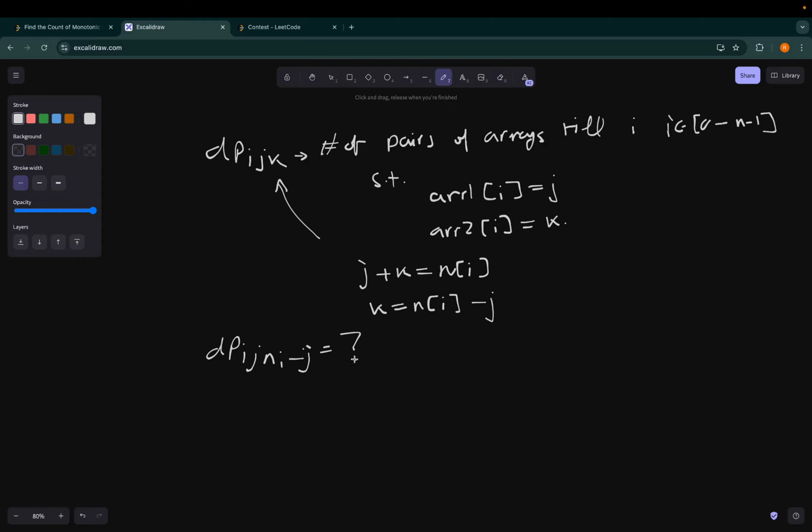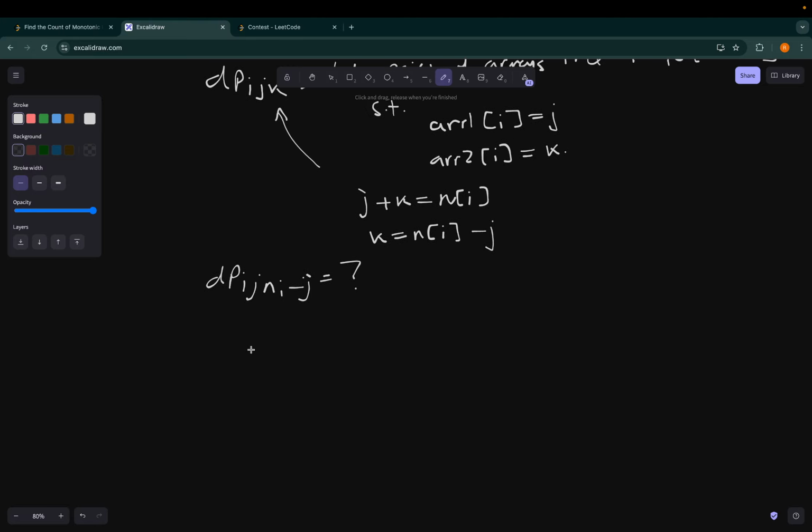So how to calculate this? This is nothing but a double summation over something in the previous state. So let's say you go to the previous state at i minus 1, and let's say you put k1 over there and k2 over there. So k1 goes to array 1 of i minus 1, and similarly k2 goes to array 2 of i minus 1.